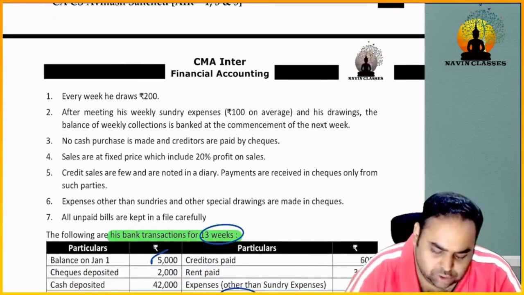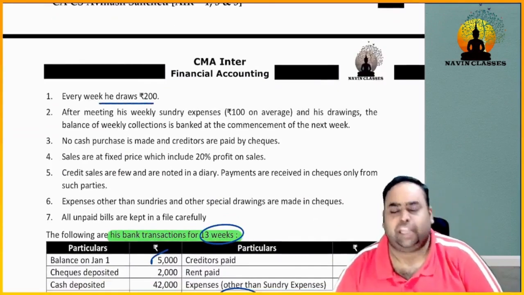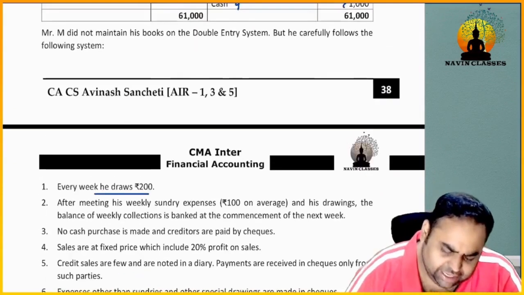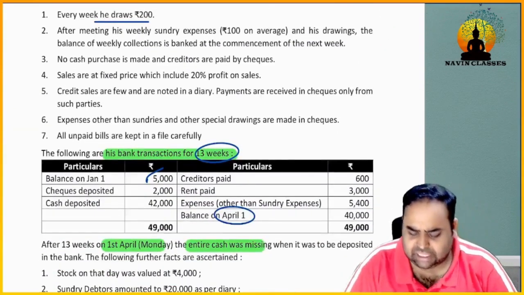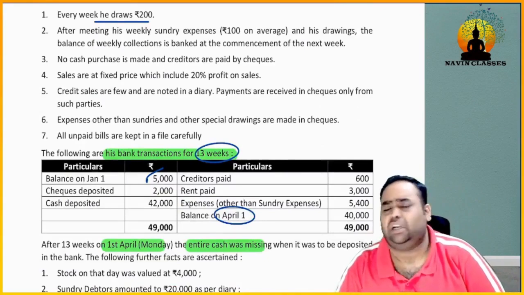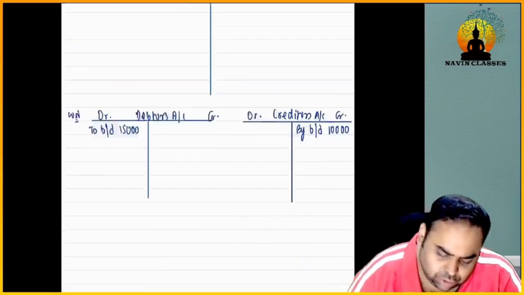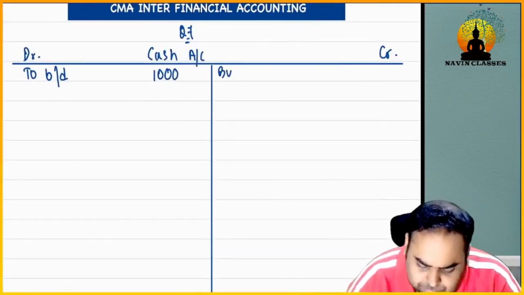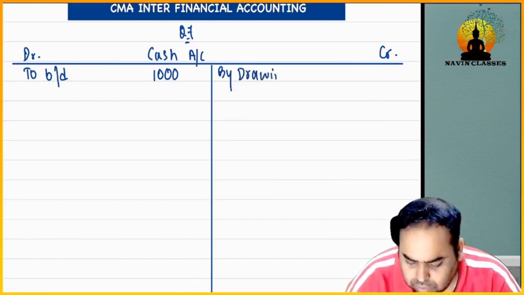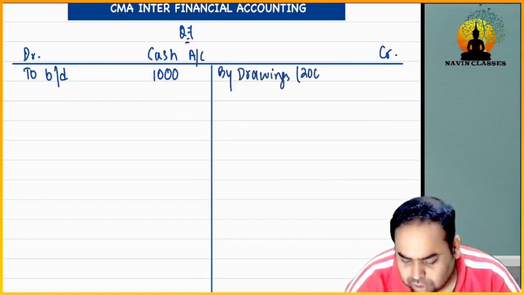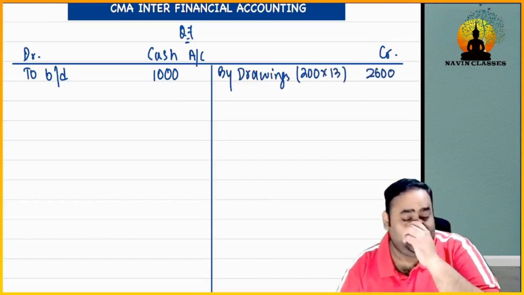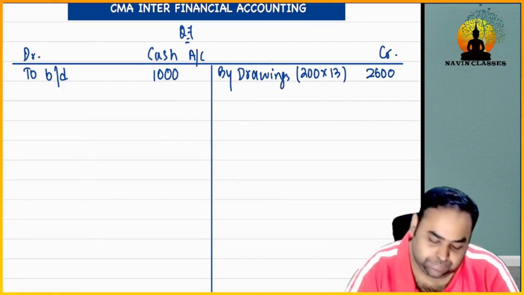First, every week he draws rupees 200. It's given that he draws 200 rupees every week. He does this in cash because the banking transactions are given and there is no mention of drawings there. So in cash, write by drawings, and it is 200 into 13 weeks. 200 into 13 is 2,600, which was drawn in these 13 weeks.